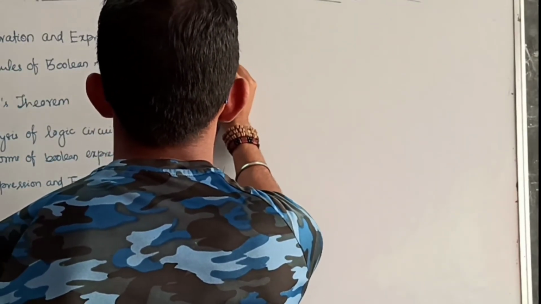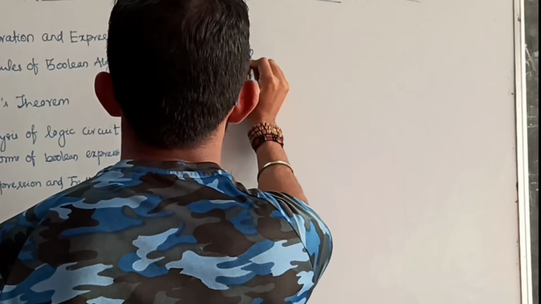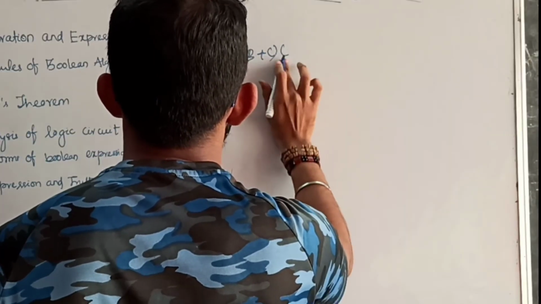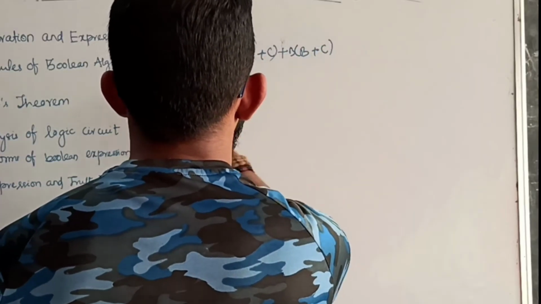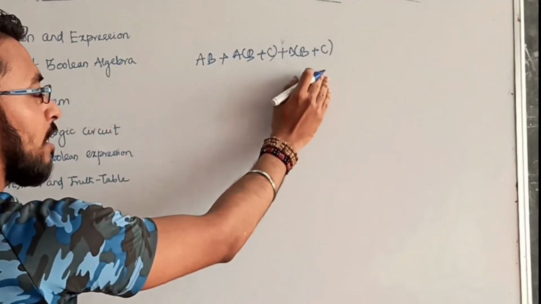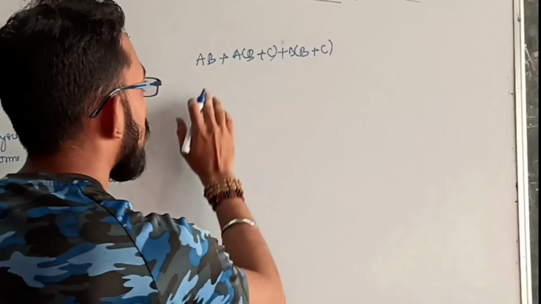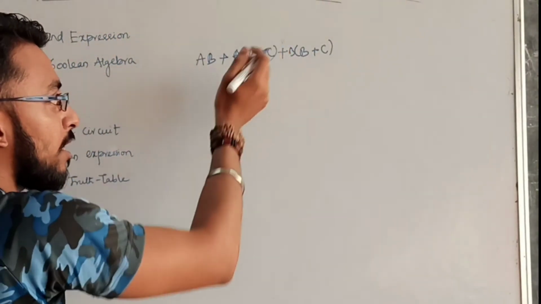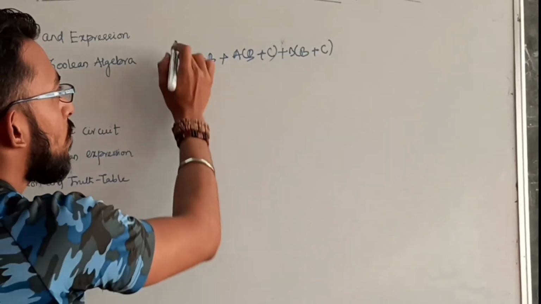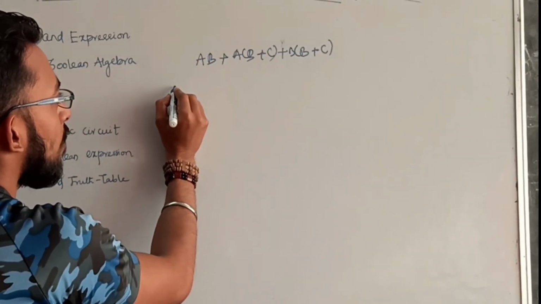Let's take one: AB plus A into B plus C plus B into B plus C. So let's have one logic expression given. How will you find this logic expression? One logic circuit is there, and from there you are getting this Boolean expression. Suppose one circuit is there; the circuit will be something like this.